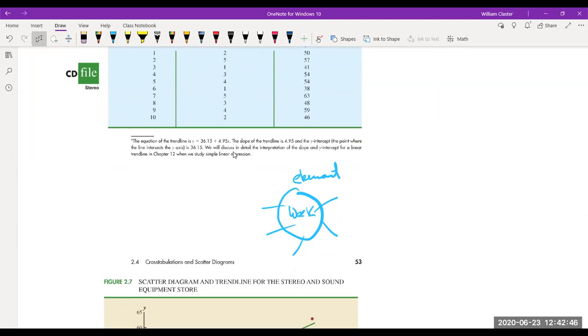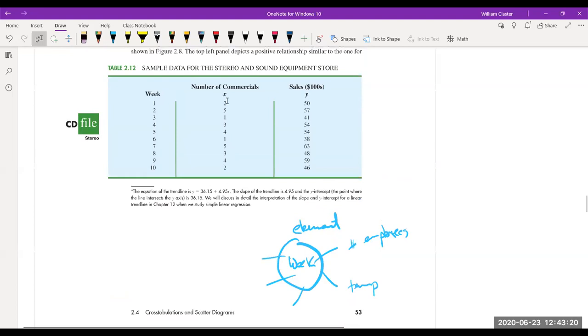And then the attributes. There are many things about a week, even within a business setting, that we could measure. For example, we could measure the number of employees that week. Or what else in a business? I don't know. We could measure the average temperature in that week. Nobody would really do that, but we could. We could do many things about a week, but in this study, we chose to look at the number of commercials.